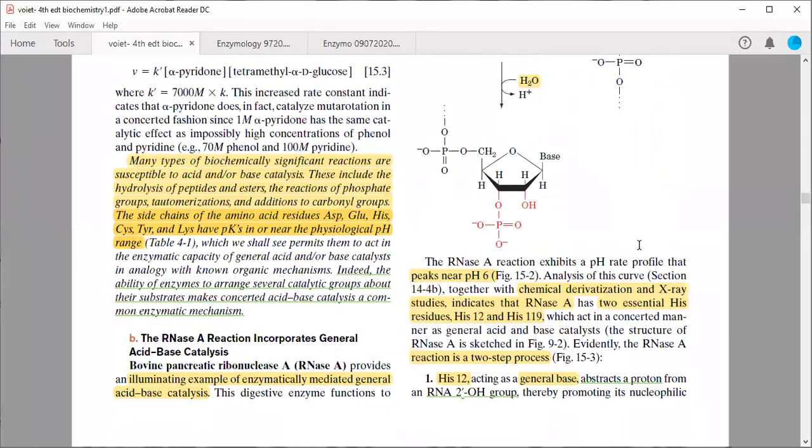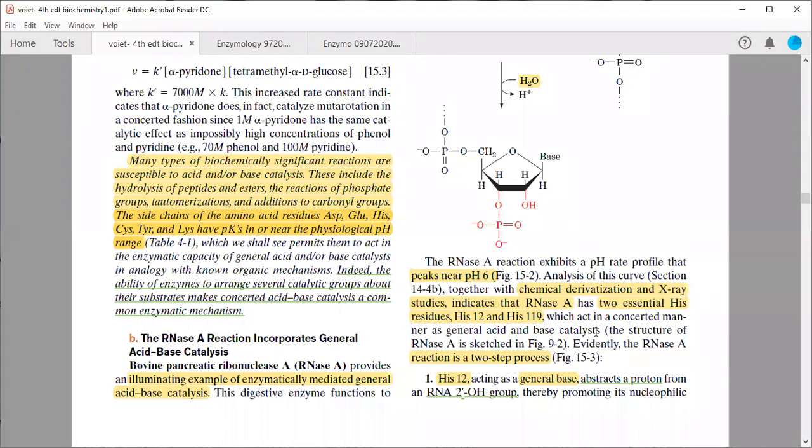Now we will look into the mechanism of this particular enzyme in detail. RNase A shows a maximum rate of reaction around pH 6. Each enzyme has a specific pH at which it has maximum activity. This is a slightly acidic value, with the peak around 6. This is from analysis of this curve together with chemical derivation and X-ray studies.